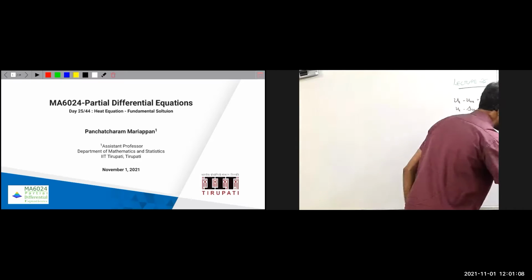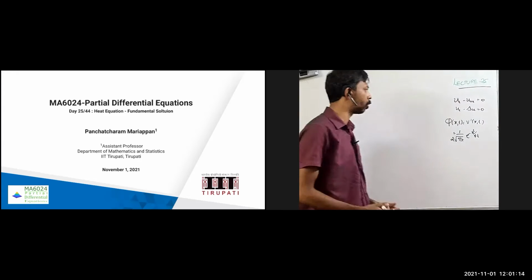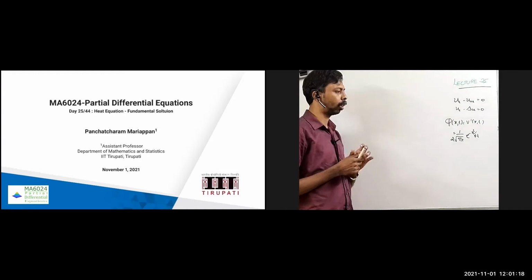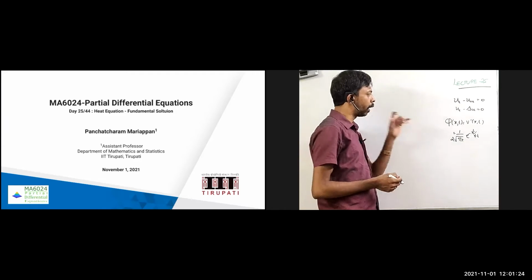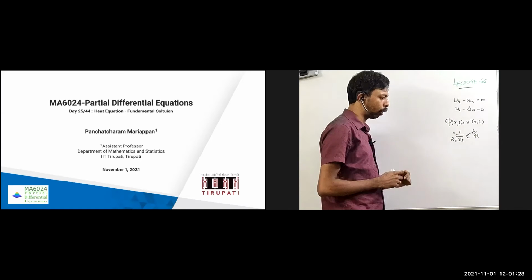So today we are going to discuss once again the heat equation. In the last few classes we have discussed the Laplace equation and various formulas to find different kinds of solutions. And in the last class we discussed this heat equation and how to obtain the solutions. We obtained V dash of x comma t, and then we followed the solutions.